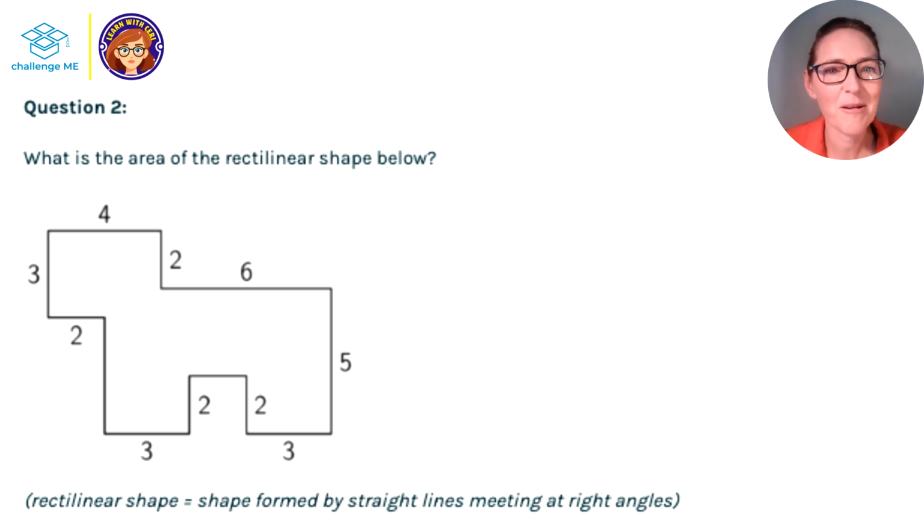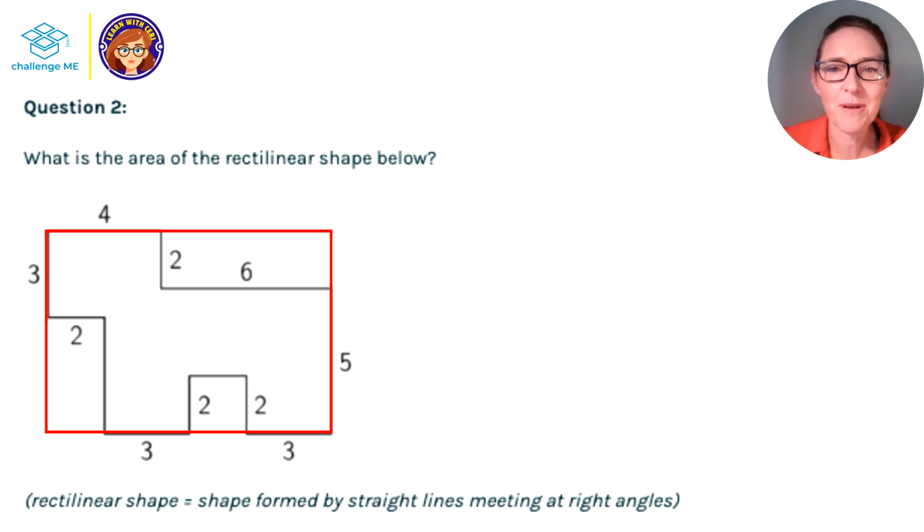Here's an area question. Were you more or less efficient than me with how you solved it? We've got to work out the area of the rectilinear shape below, and so what I did was I started by surrounding it by a complete rectangle. Then I'm going to work out that area and subtract these areas that we don't need.